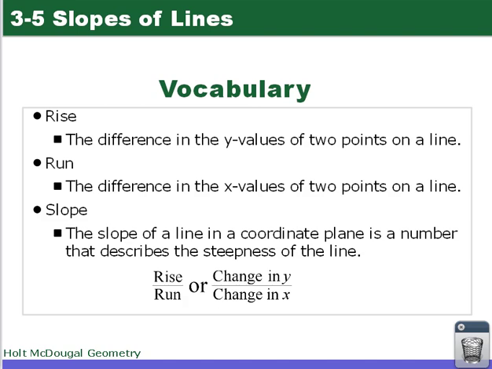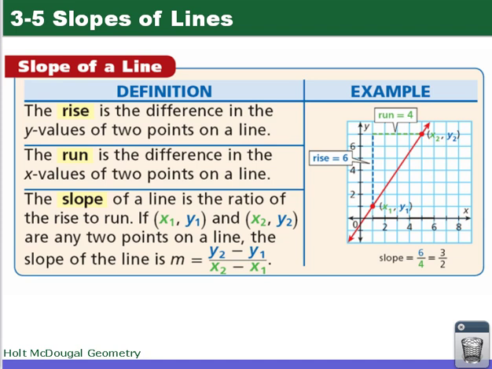Okay, so here's 3 vocabulary words, and the next slide will actually show them on a coordinate plane: rise, run, and slope. All right, so as it says, the rise is the difference in the y values of 2 points. If we look at our line here, and we've got 2 points, the y value for the first point, or y1, is 1. The y value for the second point, or y2, is 7. The difference between 7 and 1 is 6, so we have a rise of 6. So rise is going to be our vertical distance. Correct. Rise is the vertical change.